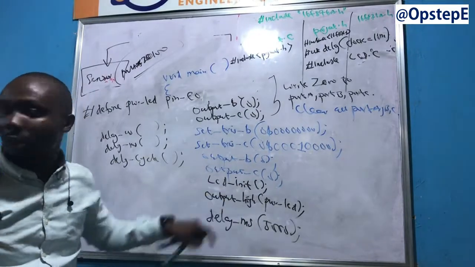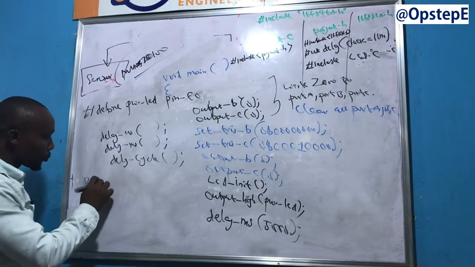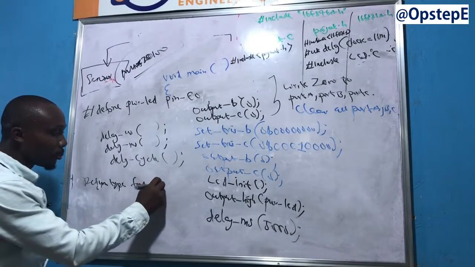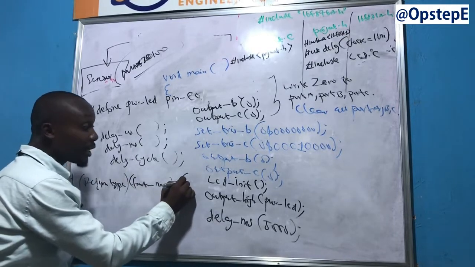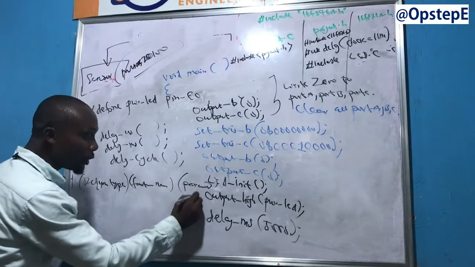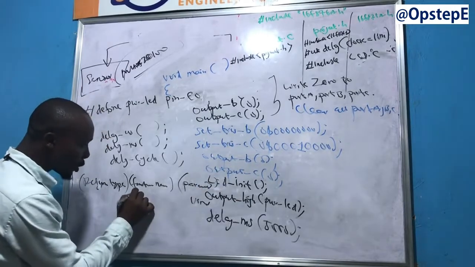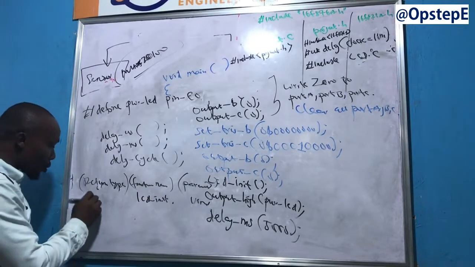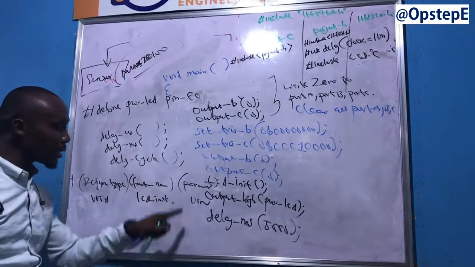How is a function created? First, its return type. Second, the function name. Thirdly, if it's taking any argument or parameter. So if it's void, here it'll be void. The function name will be what? lcd_initialization. The return type is void, so here also we're going to put void. So void lcd_init void.